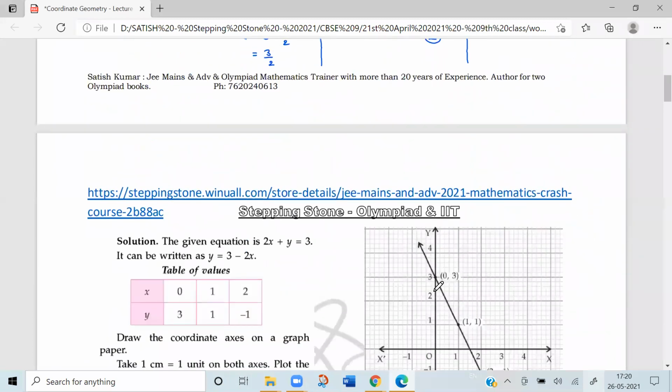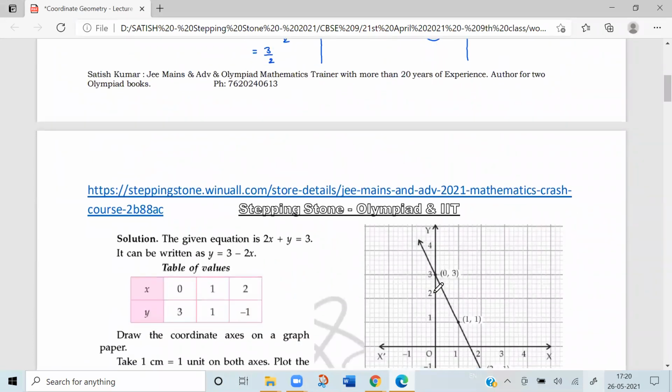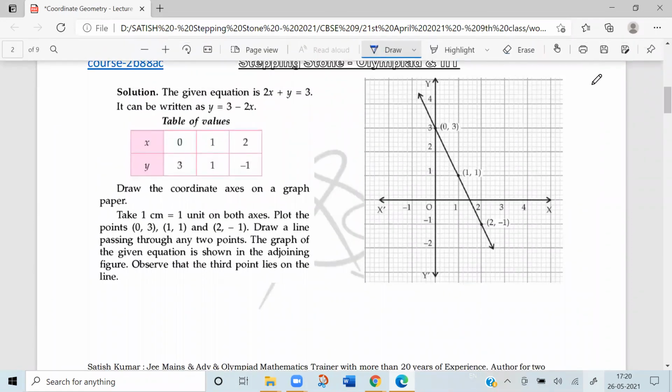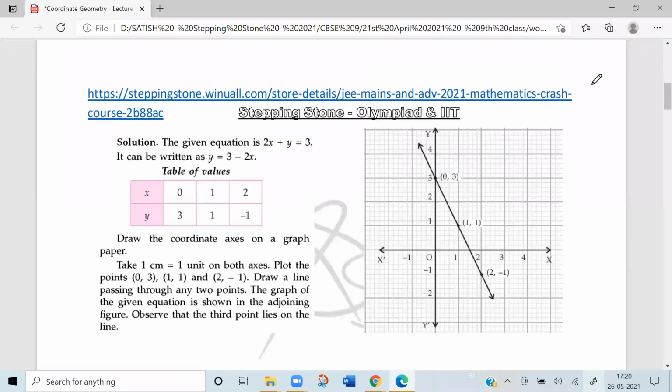Now, check whether you got the same graph or not. So 2x plus y equal to 3. Check, have you written y equal to 3 minus 2x? Yes, sir. Now, when x equal to 0, the value of y is 3. And when x equal to 1, 3 minus 2, y is 1. When x equal to 2, 3 minus 4, y is minus 1. Now these three ordered pairs are enough: 0, 3; 1, 1; and 2, minus 1. Using any 2 points, you join, and the third point will also lie on it. Check, have you got the same graph?